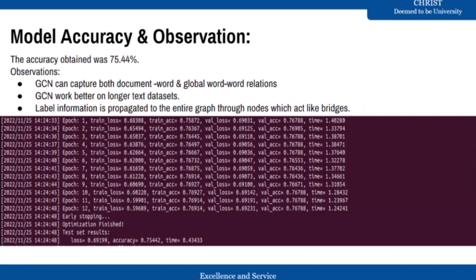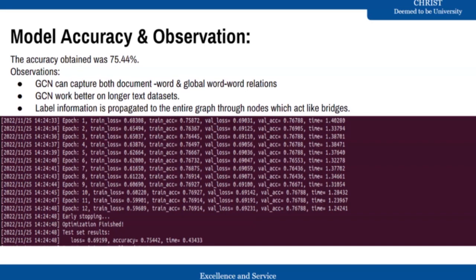The observations were as follows. GCN can compute both the document-word and global word-word relations. The GCN works better on longer text data, and label information is propagated to the entire graph through nodes, which act like bridges. GCN computes new features of a node as the weighted average of itself and its second-order neighbors. The label information of the document node can be passed to its neighboring word nodes. Hence, the label information is propagated through the entire graph.